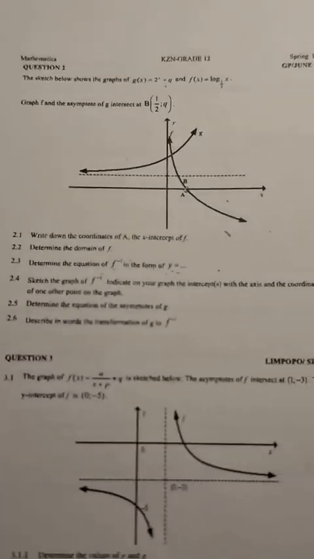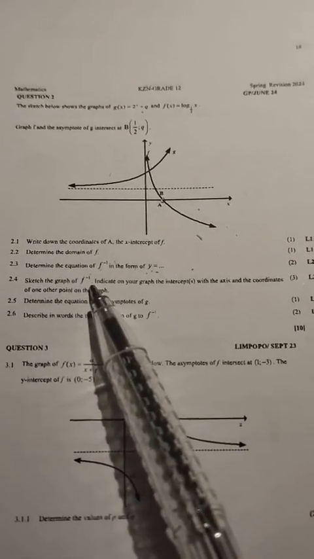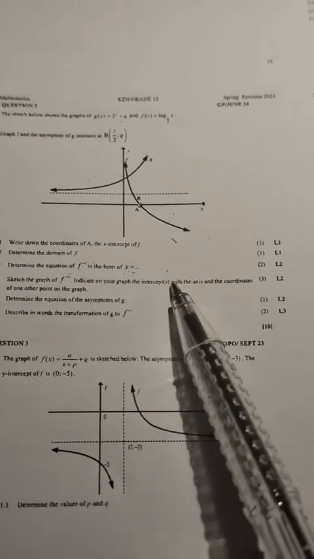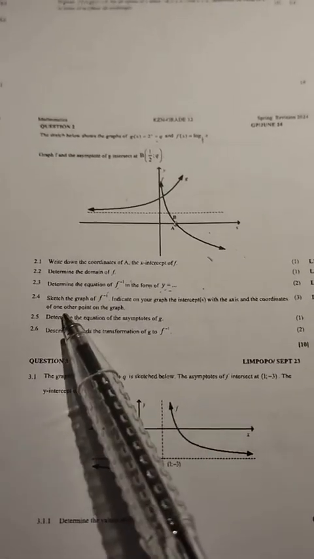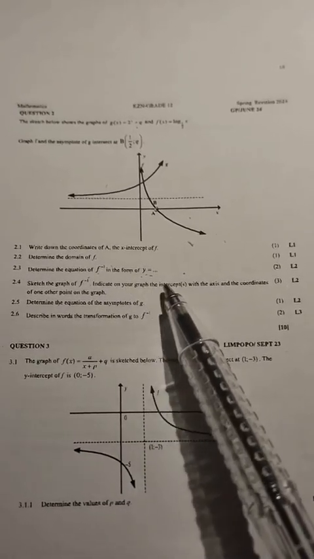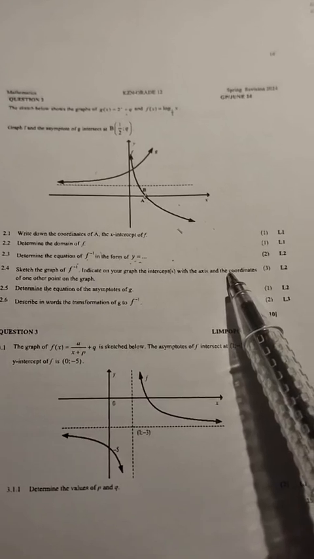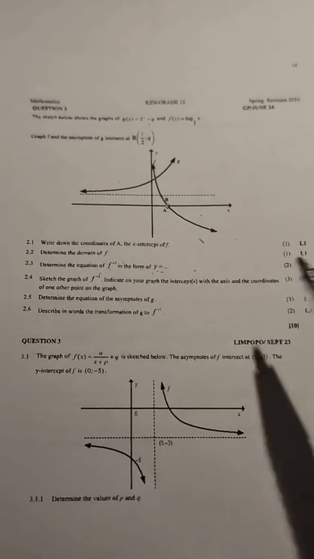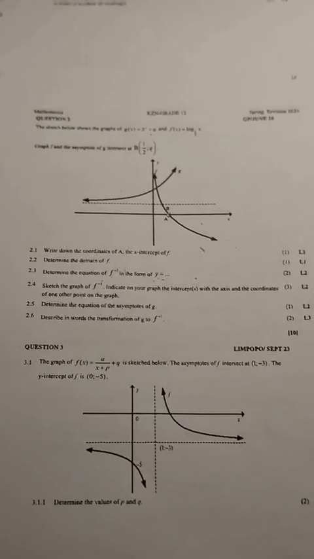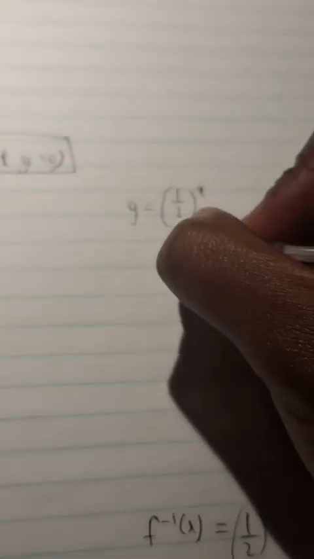Okay, let's go to the next one. Now they are saying, sketch the graph of the inverse. Indicate on your graph the intercepts with the axes and the coordinates of one other point on the graph. So now they want you to sketch basically this function.